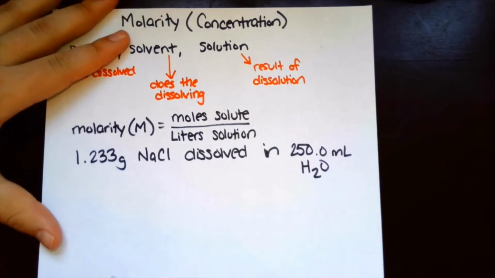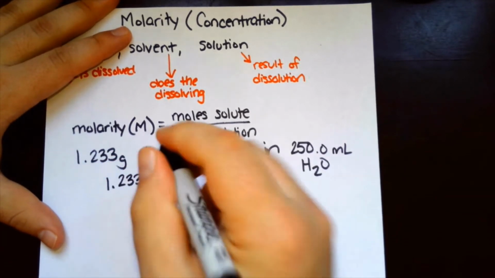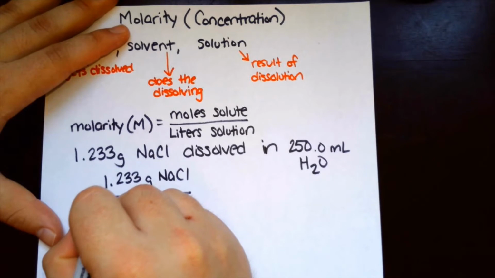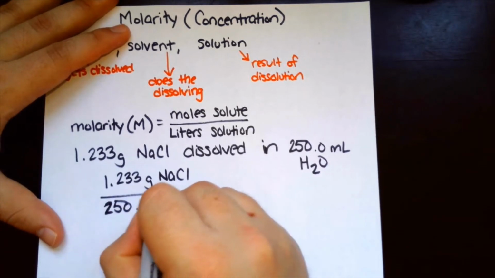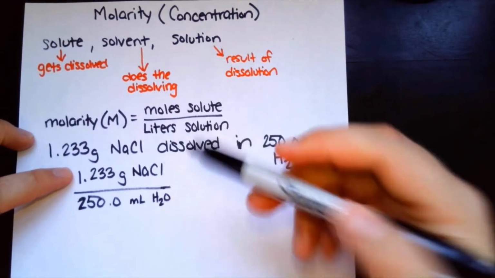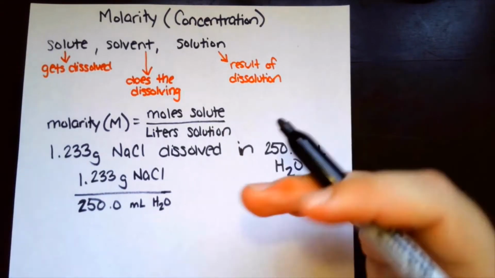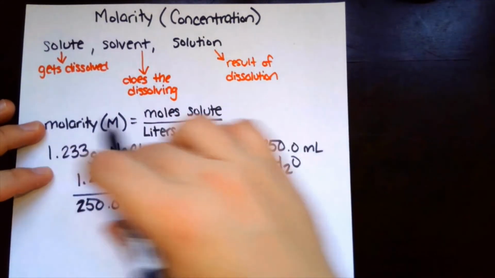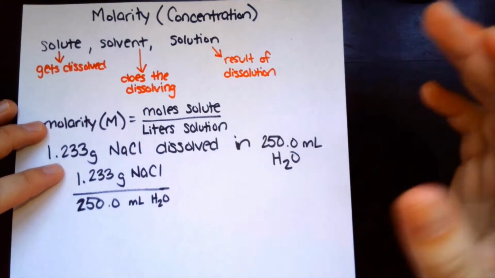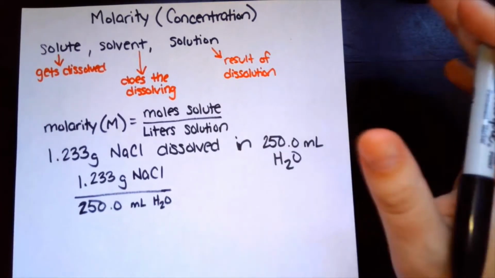So let's start with the units we have. So right now, we'll just say we have 1.233 grams of NaCl per 250 milliliters of water. Now we need to convert grams to moles. And we need to convert milliliters to liters. And I'm going to do them all together as one line of conversion factors. If you want to do them separately and then put them in a fraction, that's totally fine too. Honestly, however you set up these calculations, as long as you set them up in a correct way, I couldn't care less which way you prefer.